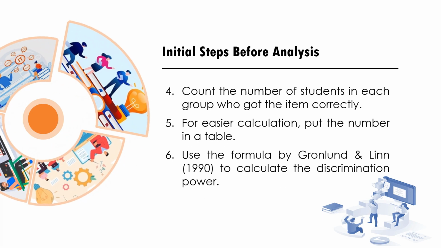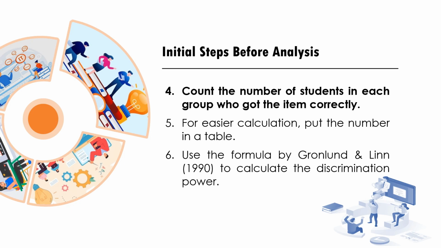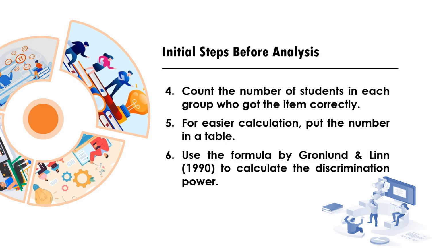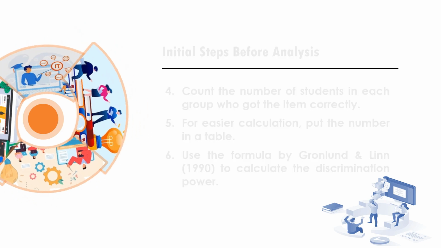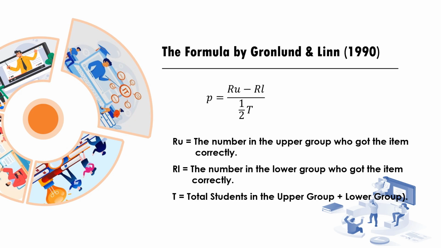Next, count the number of students in each group who got the item correctly. For easier calculation, put the numbers in a table. Then, use the formula by Grunland and Lin 1990 to calculate the discrimination power. The formula is P equals RU minus RL divided by a half of T. RU is the number in the upper group who got the item correctly. RL is the number in the lower group who got the item correctly. And T is the total students in the upper group plus the lower group.